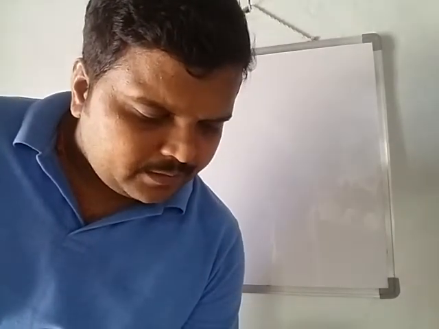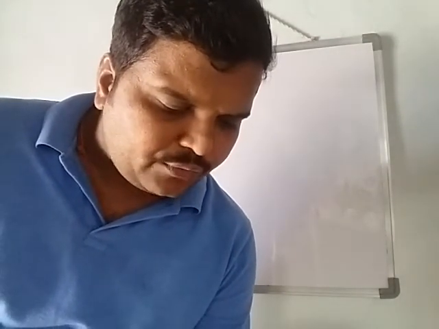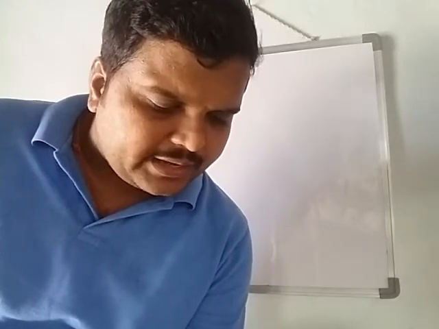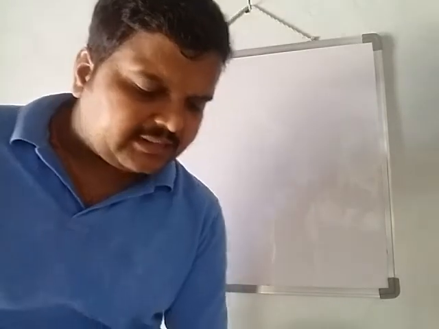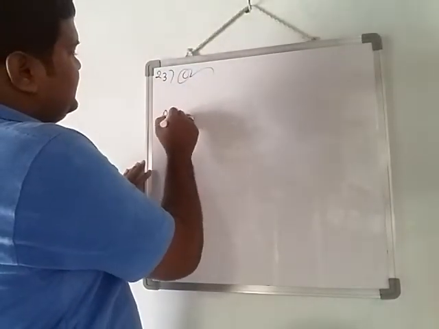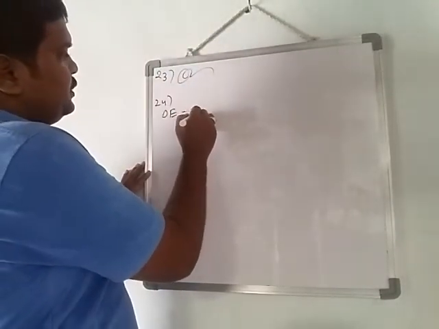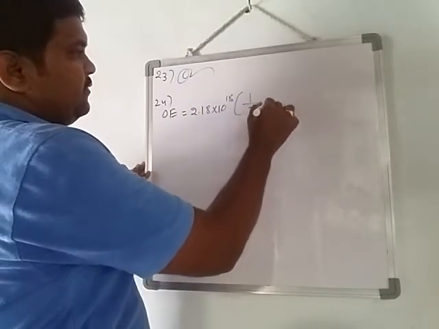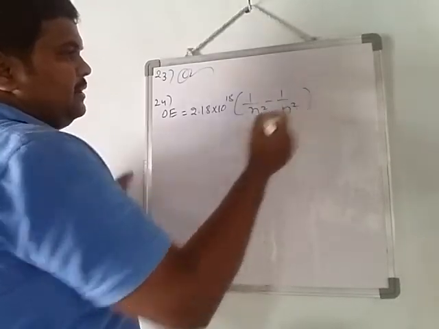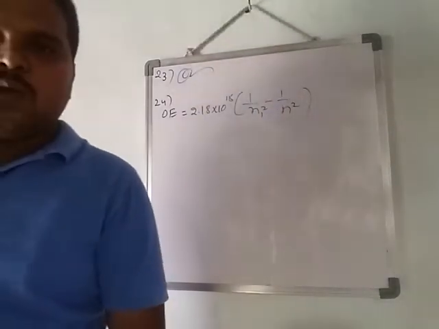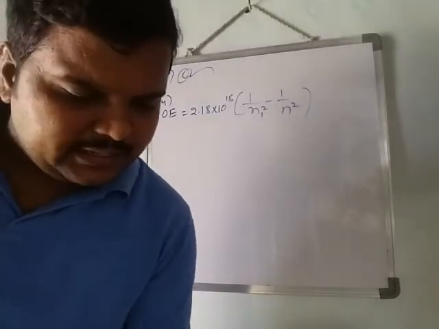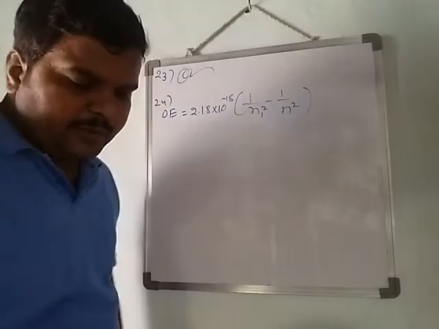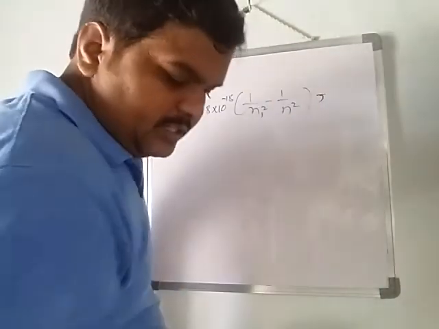Next, the emission spectrum of hydrogen is found to satisfy the expression for energy change delta E. So delta E he has given in the 24th question as 2.18 into 10 to the power of minus 18 into 1 by n1 square minus 1 by n2 square joules.